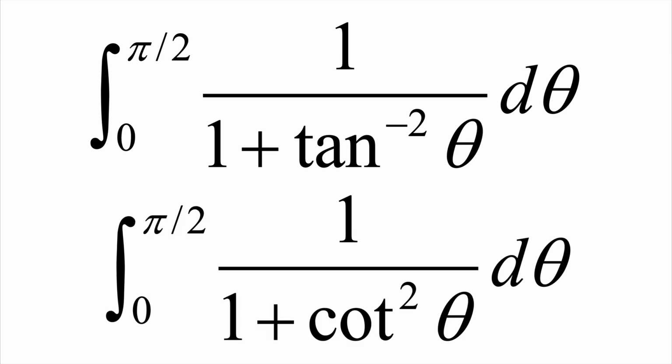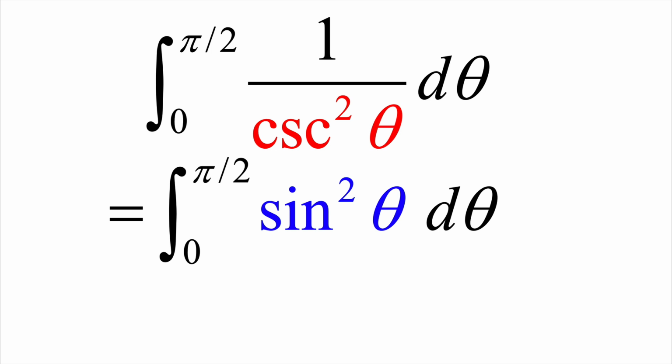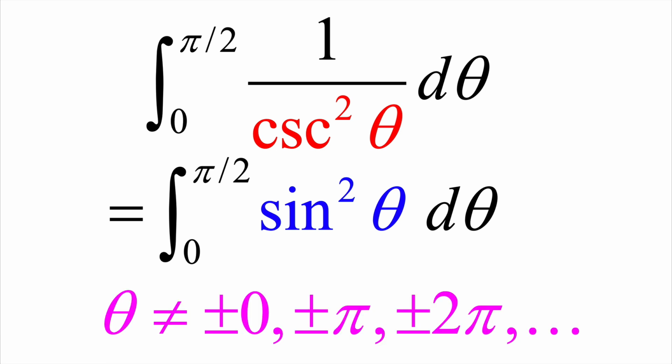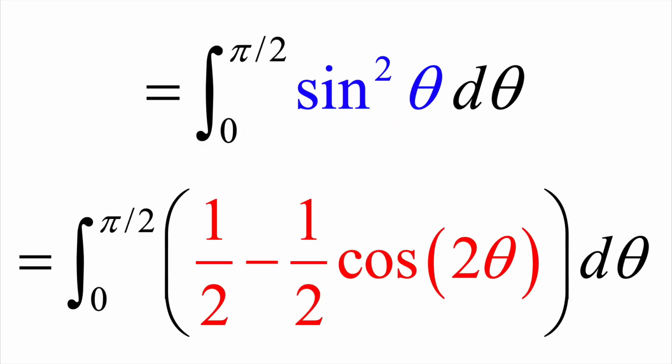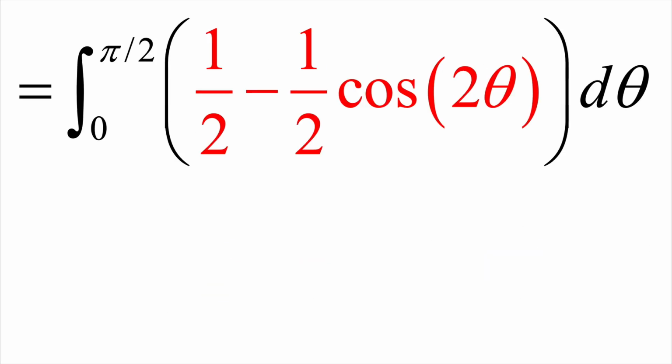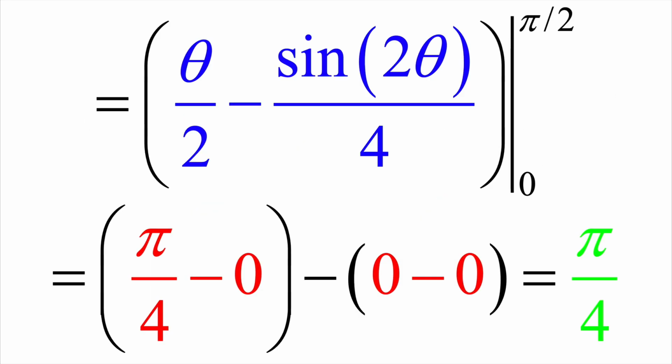That becomes cotangent squared of theta. 1 plus cotangent squared theta equals cosecant squared theta. 1 over cosecant squared theta becomes sine squared theta. This time, as long as theta is not an integer multiple of pi, but that doesn't matter. Sine squared theta then gets replaced with 1/2 minus 1/2 cos 2 theta. This is now easy to integrate. You get theta over 2 minus sine 2 theta over 4 evaluated from 0 to pi over 2, and you get the exact same answer in the end.